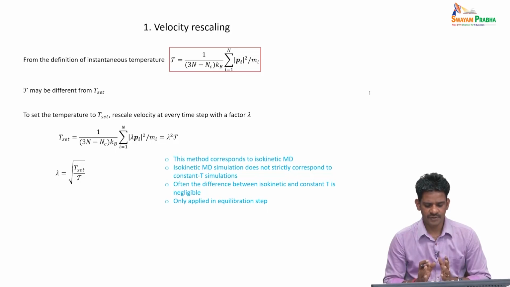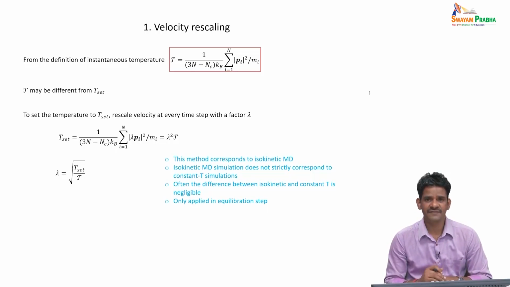First, the simplest thing you can do is find the instantaneous temperature in the MD simulation. Whenever this temperature is not at the desired temperature, what you can always do is go back, take the velocities of each particle, and rescale them by a certain amount so that the temperature can be held at the desired level. It is like rescaling the particles' velocities artificially at every time step.